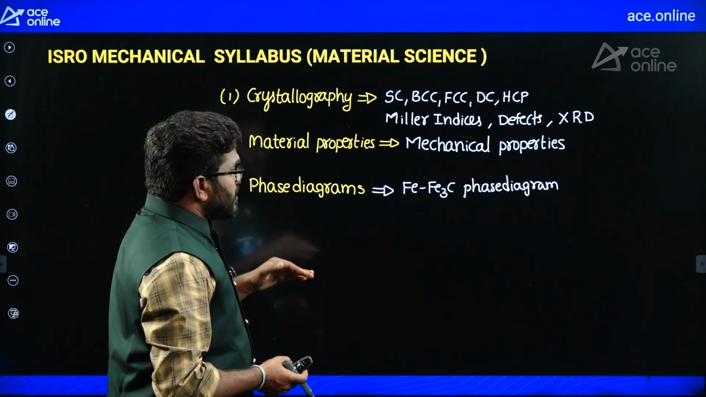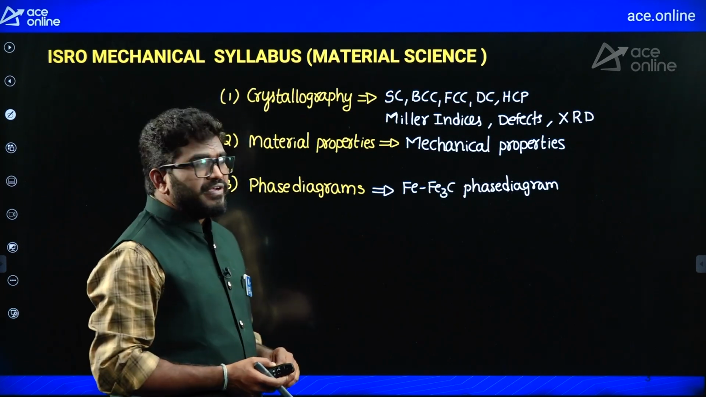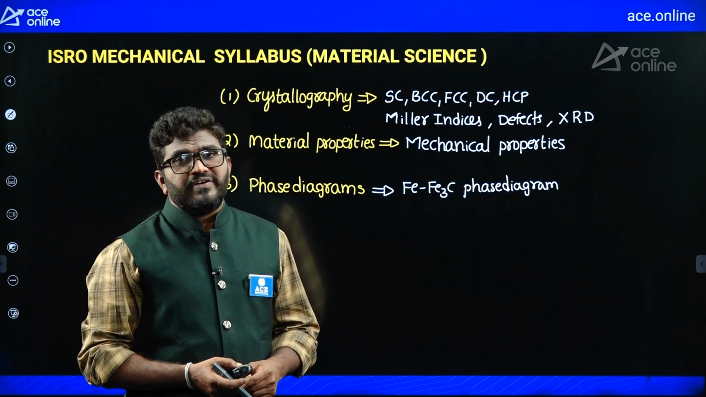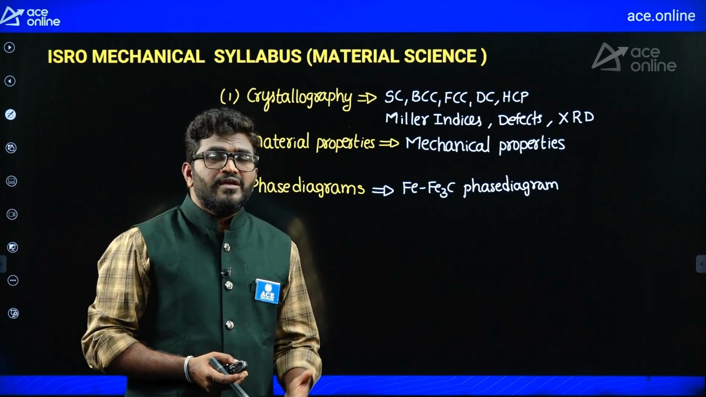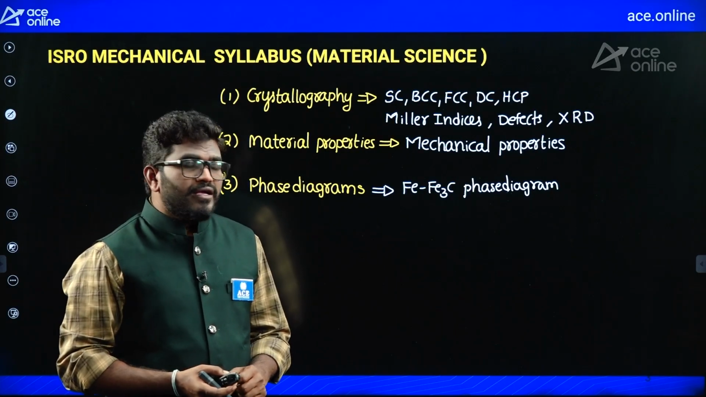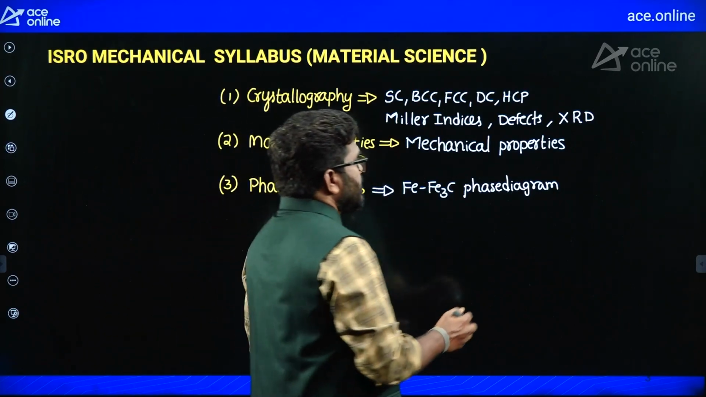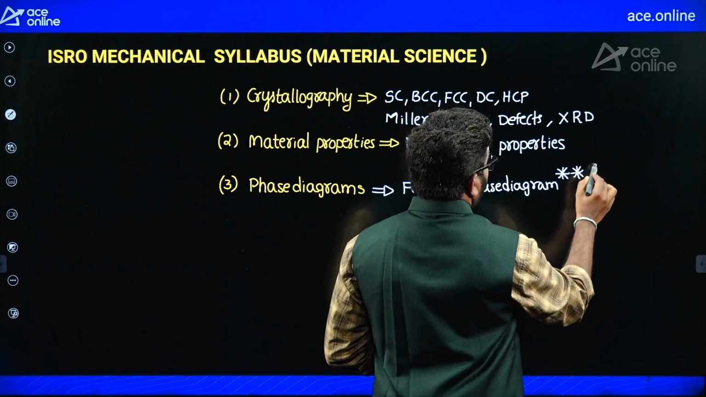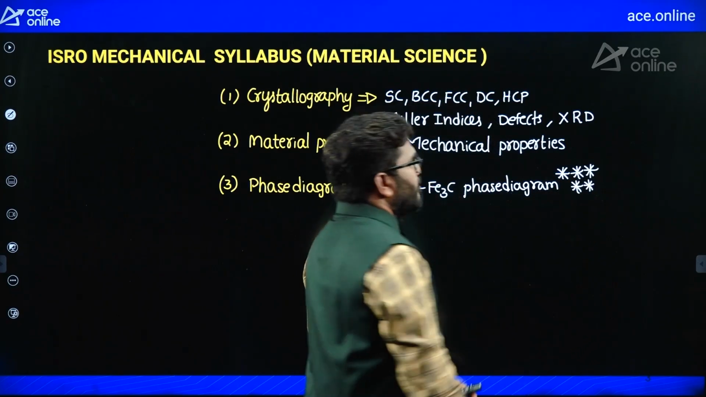And also sometimes they may ask you questions on the basic types of phase diagram, like binary types, 3 types of binary phase diagram, basic meaning, isomorphous phase diagram, examples, eutectic phase diagram, examples, etc. But mostly they'll ask you questions from the iron cementite. So this is very, very important for the exam.